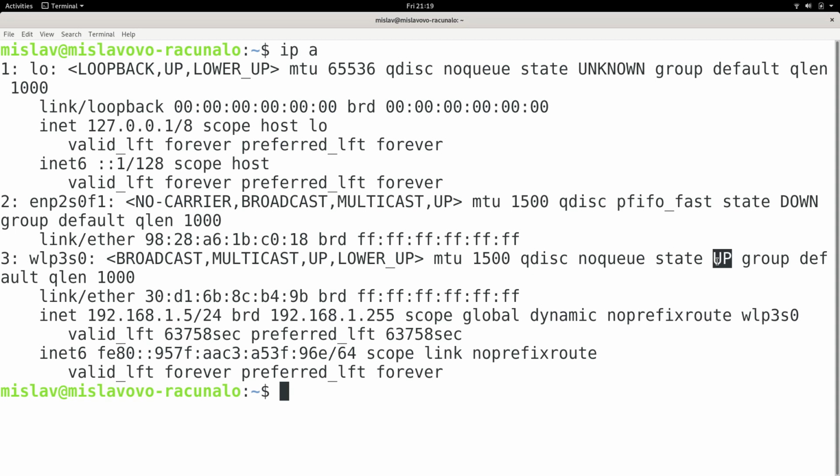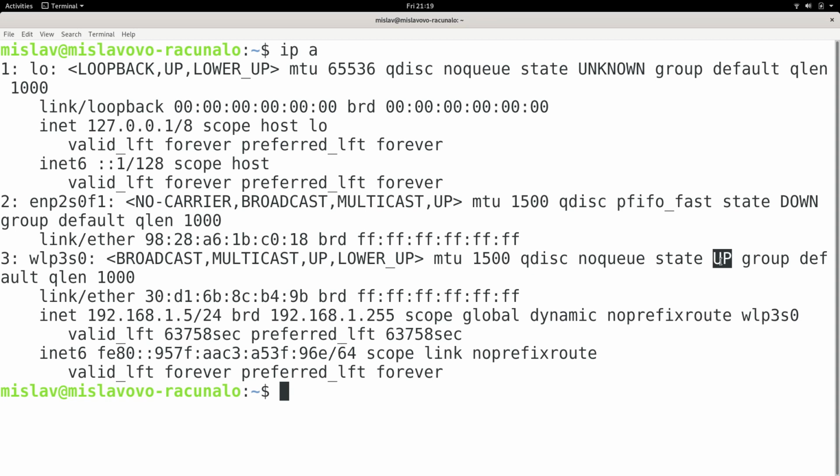And the thing you need to understand is that up means that the interface is currently enabled. And this makes sense because my computer is connected via wireless, and so this would be my wireless card, and it is up because I'm connected to the internet wirelessly.